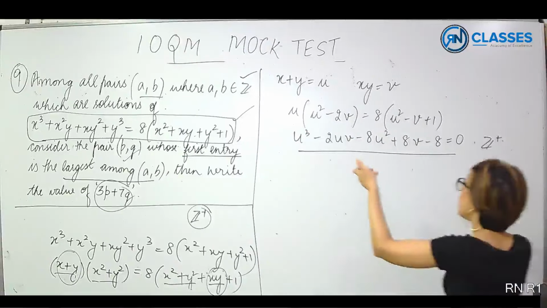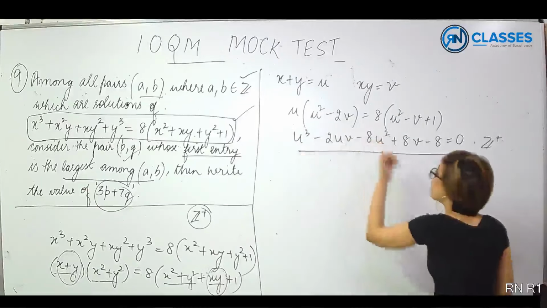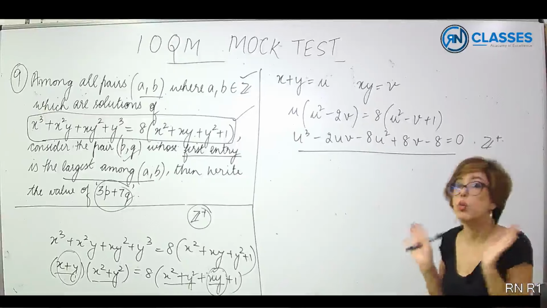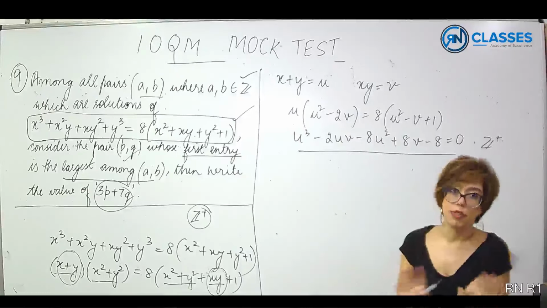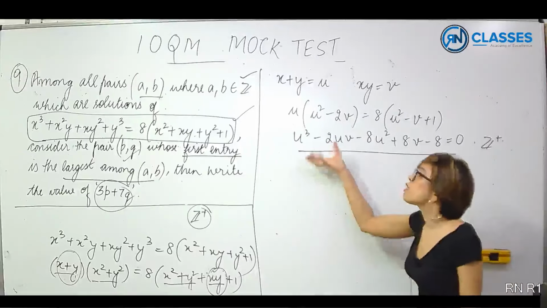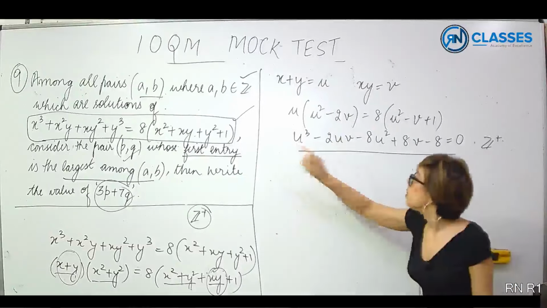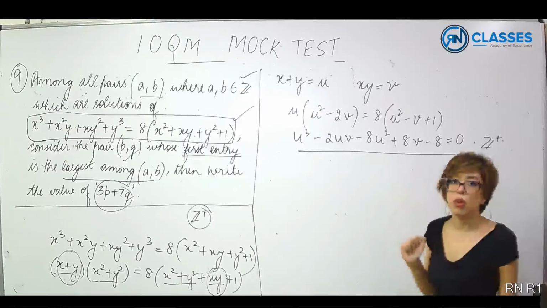Do you think I can find the value of u easily from here? Of course not. U cube is there, u square is there. I do not know how to solve a cubic equation in two variables. I can't do that. And it is a little bit difficult to just extract u. I can't isolate it because u cube is there, u square is there, and so on.